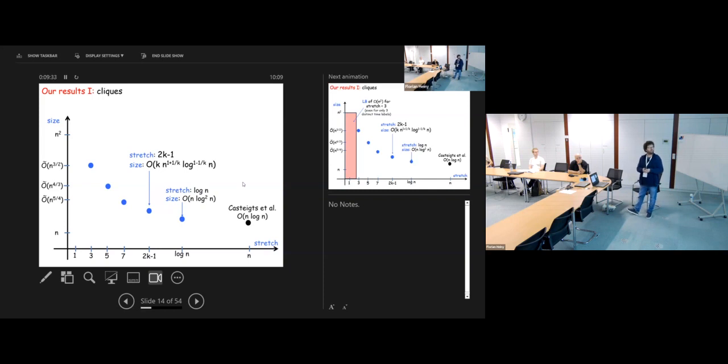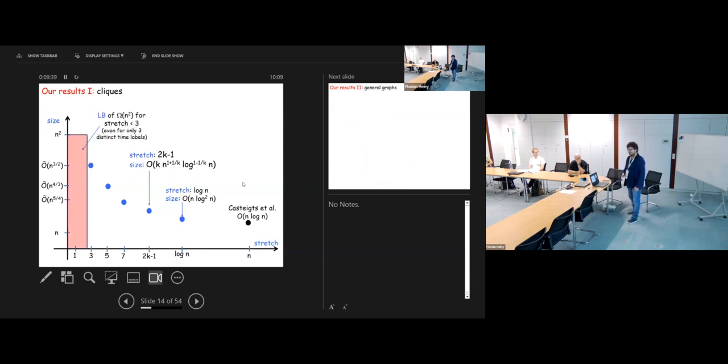We are also able to prove that 3 is the minimum stretch you can get in general for temporal cliques, by showing a simple construction that shows that if you want stretch strictly less than 3, which for cliques means 2, then you have a lower bound of omega n squared in the size. This is the first type of our results.